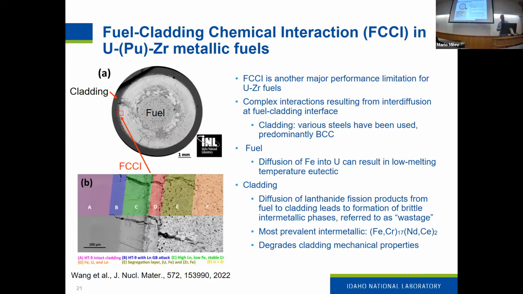So I want to change to a different topic within the same area of metallic fuels. Moving on to fuel cladding chemical interaction. This we also know from the EBR-II data is another major performance limitation for used fuels. And FCCI is a really complex set of chemical interactions that result from interdiffusion between the fuel constituents and the cladding constituents.